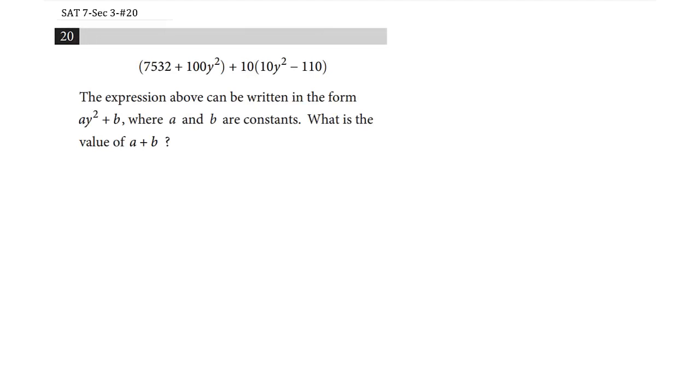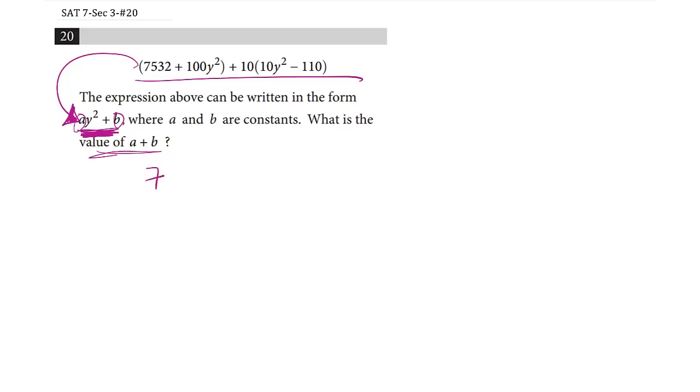The expression above can be written in the form ay squared plus b, where a and b are constants. What is the value of a and b? So ay squared plus b is the format that we need to try and achieve from this expression. So we're going to take this and rewrite it to make it look like that. And once we do, we'll just read off the a value and the b value and add them together. Then we'll have our answer. So let's get to work.